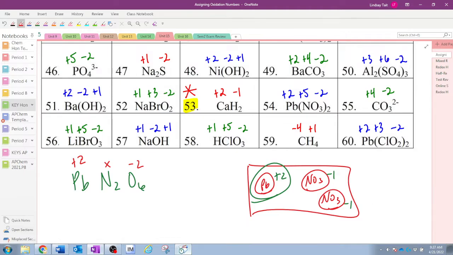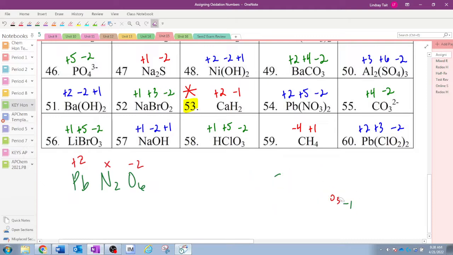Okay. Manny, is that a hand? Yeah. What do you do with the charge in 55? You set it equal to the charge. So when I set it up, it was X plus a -6 equals a -2. That's why it's +4 and not +6, because it's got to equal -2, not 0. All right. Other questions?